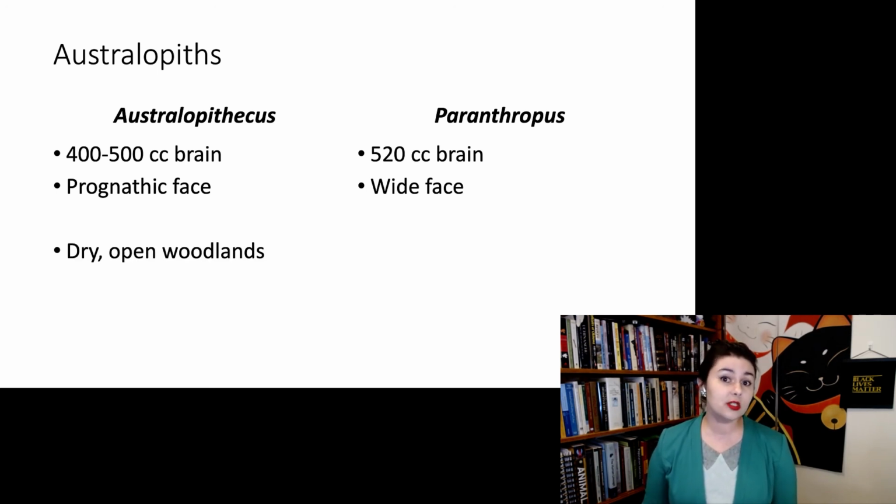We also see a difference in where they live. So Australopithecus is more woodlands, dry, a little bit open, but it's a little bit more wooded. And Paranthropus is definitely on the grassland. So think of C3 plants as where we find Australopithecus, but C4 plants, that's where we find Paranthropus.